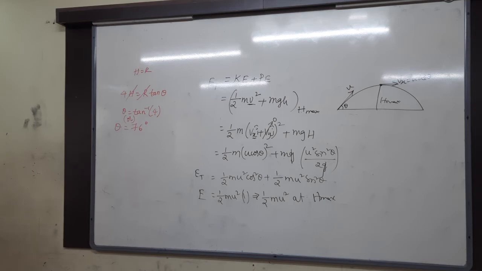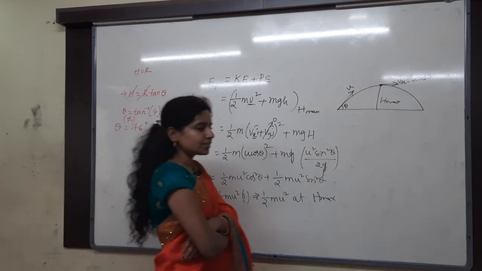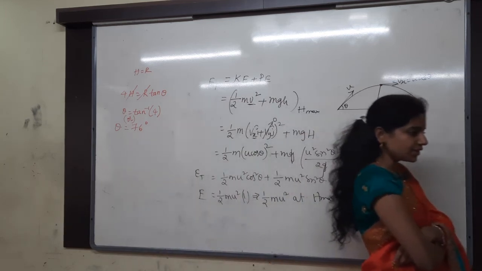1 by 4? You have to get the answer in terms of velocity, initial velocity.